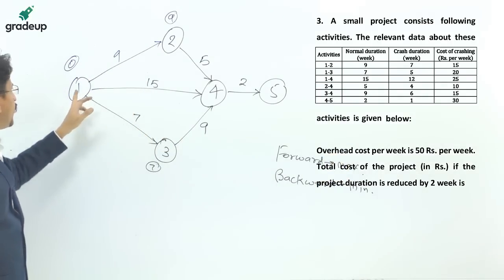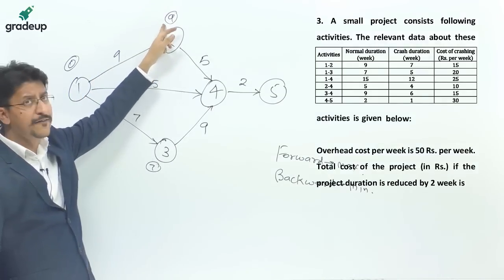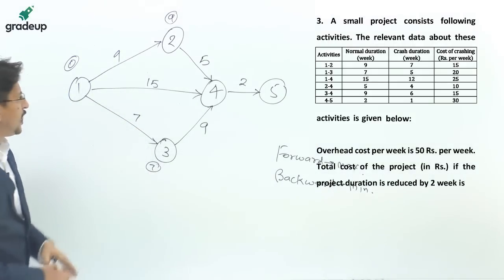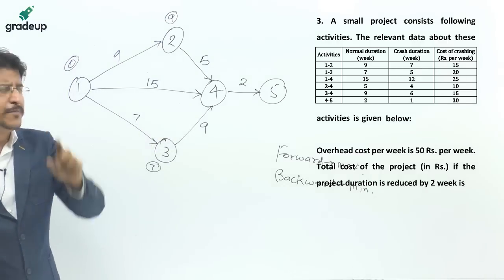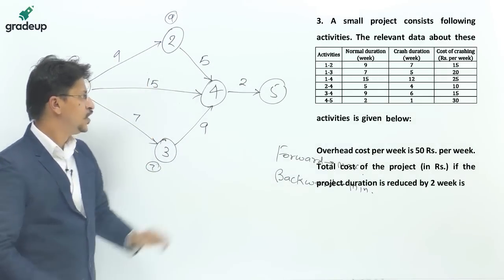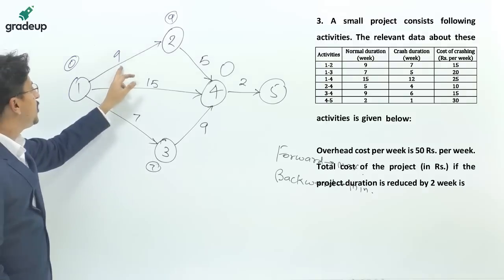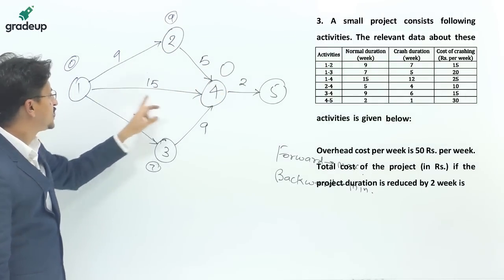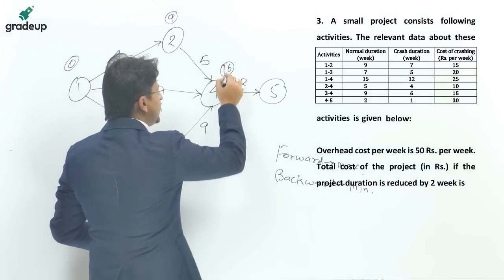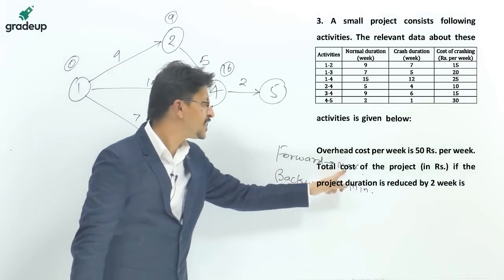See, going from 1 to 2 there is only one path, so there is only one value. Going from 1 to 3 is also one path, having the duration 7. But from 1 to 4 there are 3 paths: 1 2, 2 4; 1 4 direct; and 1 3, 3 4. So the value at 4 will be the maximum of those. 9 plus 5 is 14, this is 15, 7 plus 9 is 16. So here the value will be 16. This is the meaning of the forward pass computation, taking the maximum value.